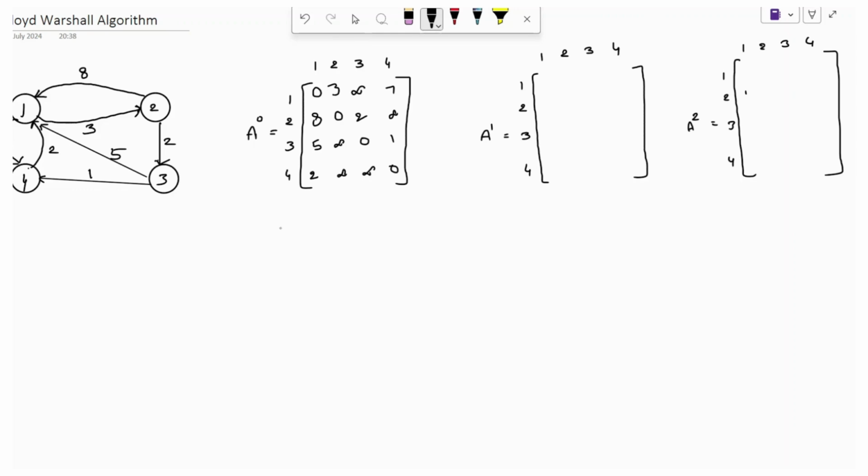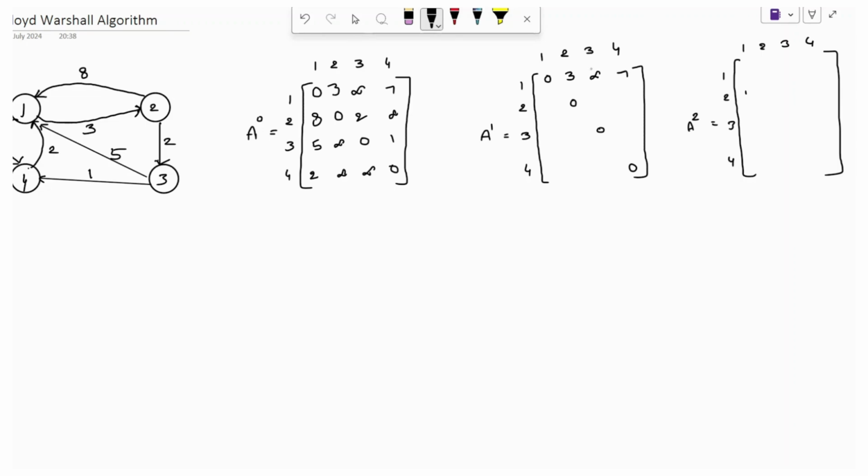Now let us calculate A1. As I have told, A1 will represent the distance between two vertices through vertex 1. The distance from a vertex to itself is anyway zero. So 1 to 1 is 0, 2 to 2 is 0, 3 to 3 is 0, and 4 to 4 is 0. I am marking it. Also, the distances from 1 to the other vertices will be the same as A0, because 1 is already included in our path. So I am giving the same distances 0, 3 and 7.